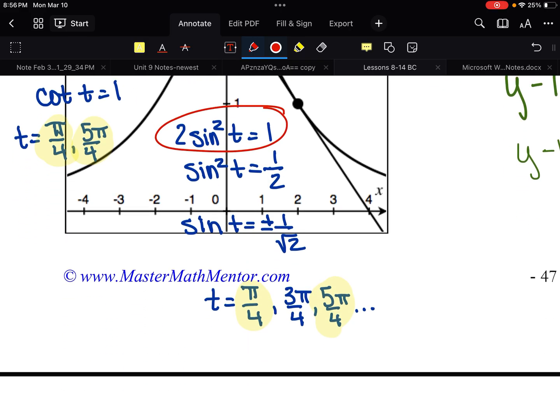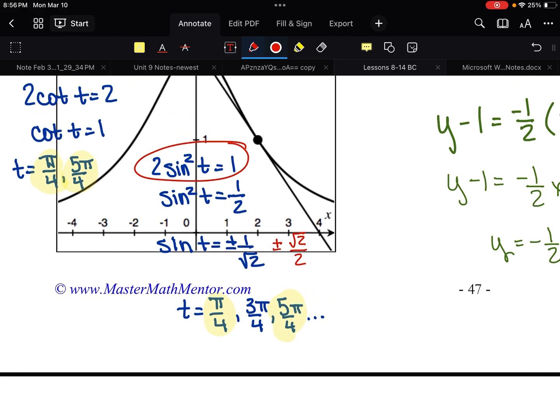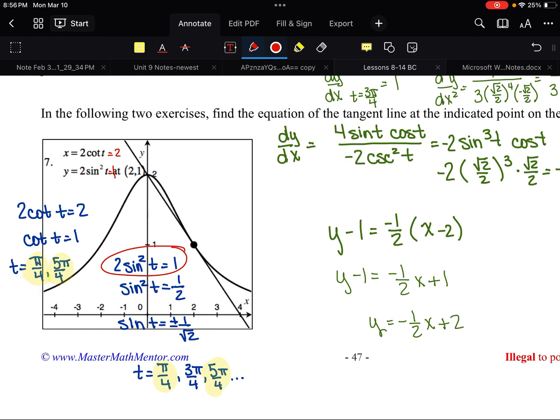So when is the y coordinate plus or minus 1 over square root of 2, which is also the same as plus or minus square root of 2 over 2? The plus or minus includes all the multiples of 45. So that would be at pi over 4, 3 pi over 4, 5 pi over 4, 7 pi over 4, on and on and on. So what do those two have in common? Pi over 4 and 5 pi over 4.